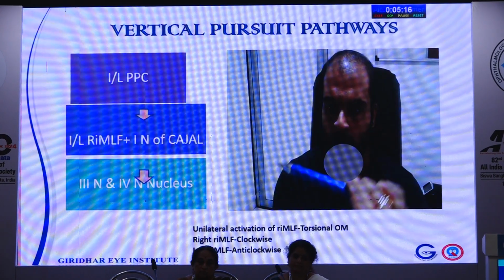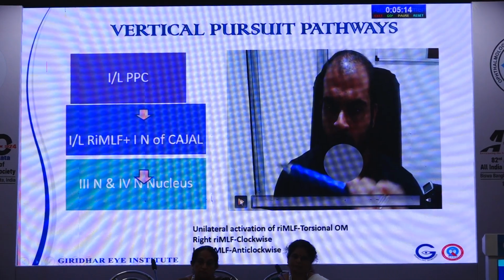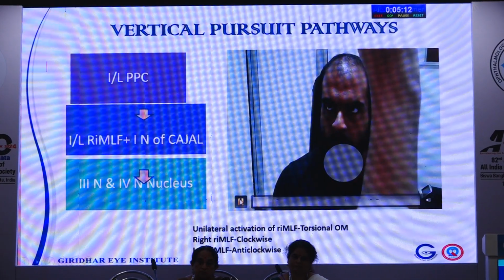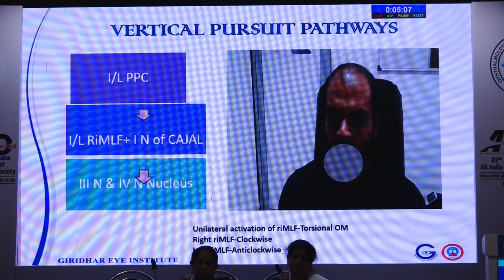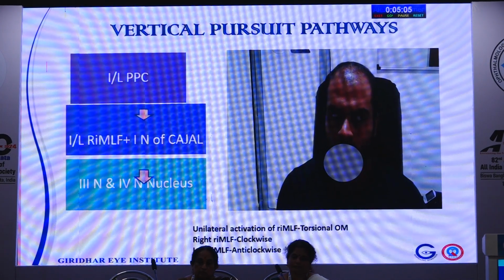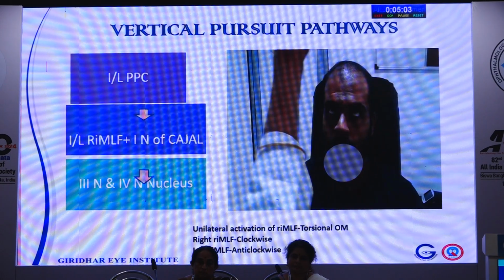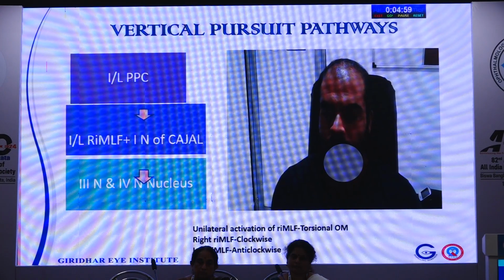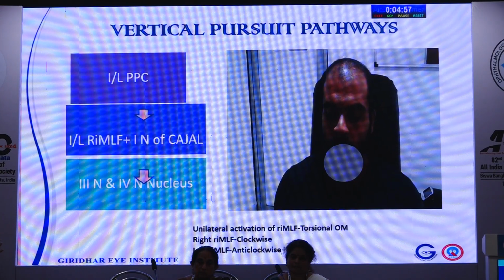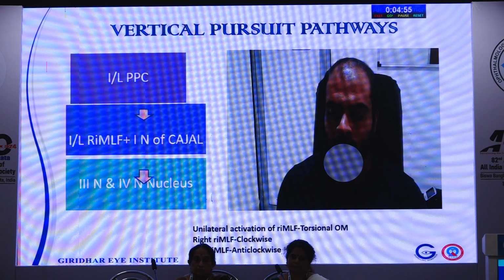Now coming to the pursuits, it is similar: slow tracking movements of an object held across the vertical eye field. But remember, P for P, it comes from the ipsilateral posterior parietal cortex, but the center, because it's a vertical gaze, is in the midbrain, the rostral interstitial MLF and the interstitial nucleus of Cajal, again through the third and fourth nerves. So there are a lot of complicated things here. You have torsional saccades also. If you want, you can look into it, but I'm not telling it to confuse you.